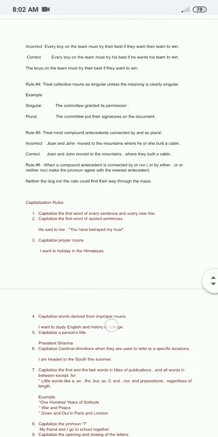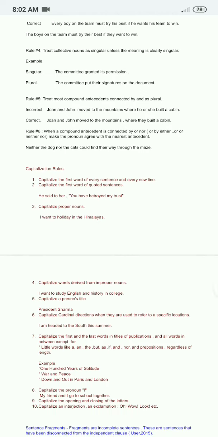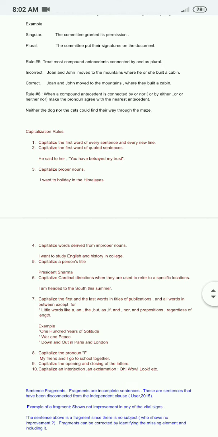Rule number 4: treat collective nouns as singular unless the meaning is clearly plural. Example, singular: The committee granted its permission. Plural: The committee put their signatures on the document. Rule number 5: treat most compound antecedents connected by and as plural. Incorrect: Joan and John moved to the mountains where he or she built a cabin. Correct: Joan and John moved to the mountains where they built a cabin.